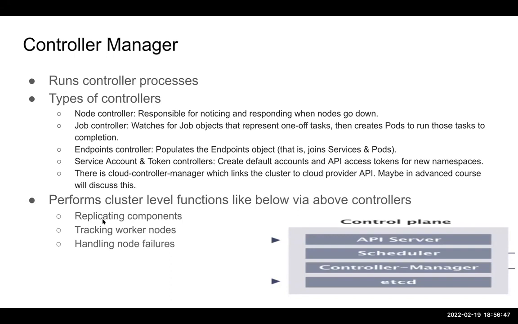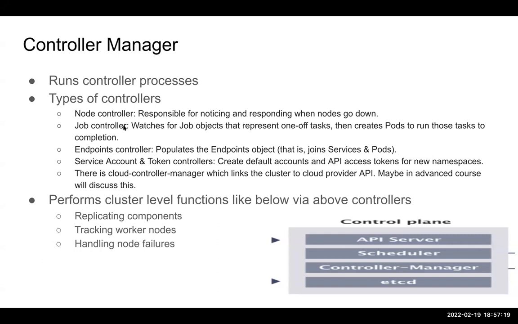What is the controller manager? The controller manager runs controller processes. Now, what are these controller processes? This is the third component here, you can see. There are many types of controllers. One is the node controller. The node controller is responsible for noticing and responding when a node goes down. This is what we said, right? Kubernetes takes care of a node crash or something. So that's a node controller. And these are all part of the controller manager.